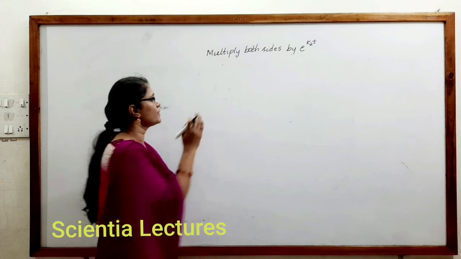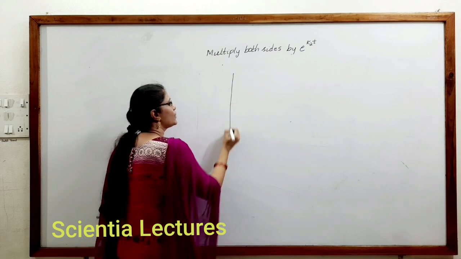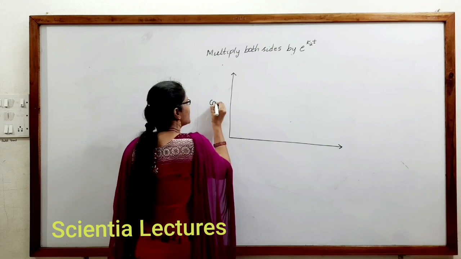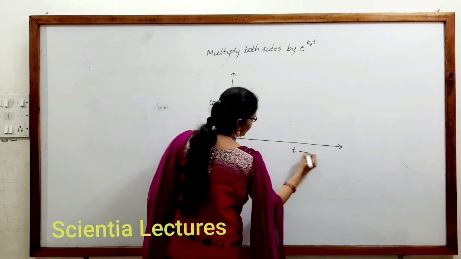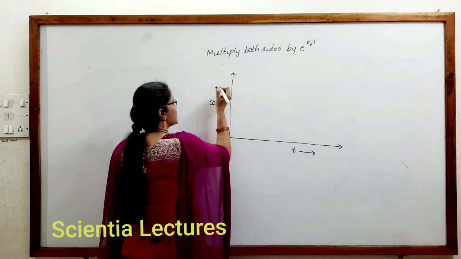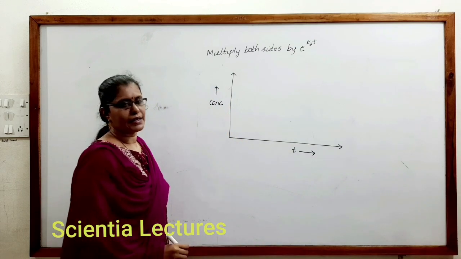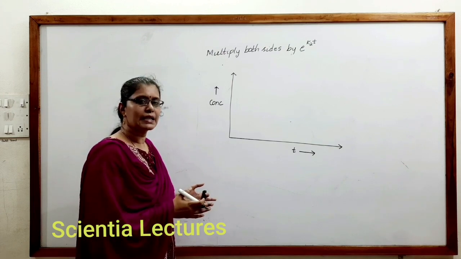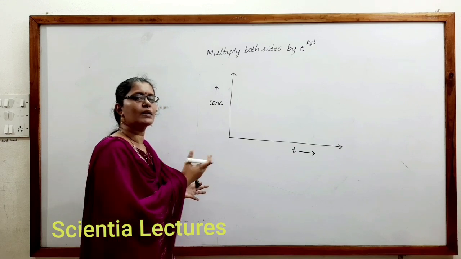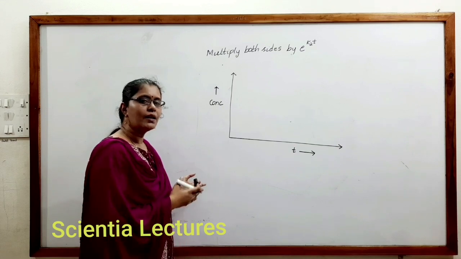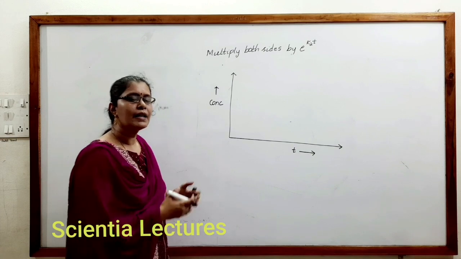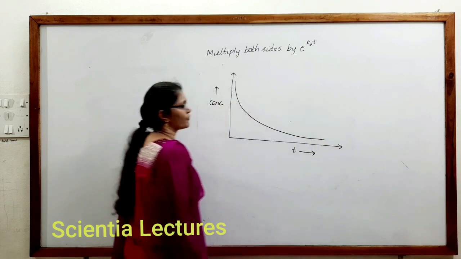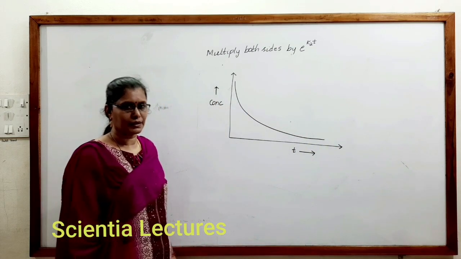Now, how could the consecutive reaction be expressed graphically? First, let us see that. If we take a concentration versus time graph, concentration on the y-axis and time on the x-axis, what happens to the concentration of A with respect to time? It gets decreased because in this reaction A is getting converted into B. So naturally the concentration of reactant A should decrease. Graphically, we can say that the concentration of A exponentially decreases with time.